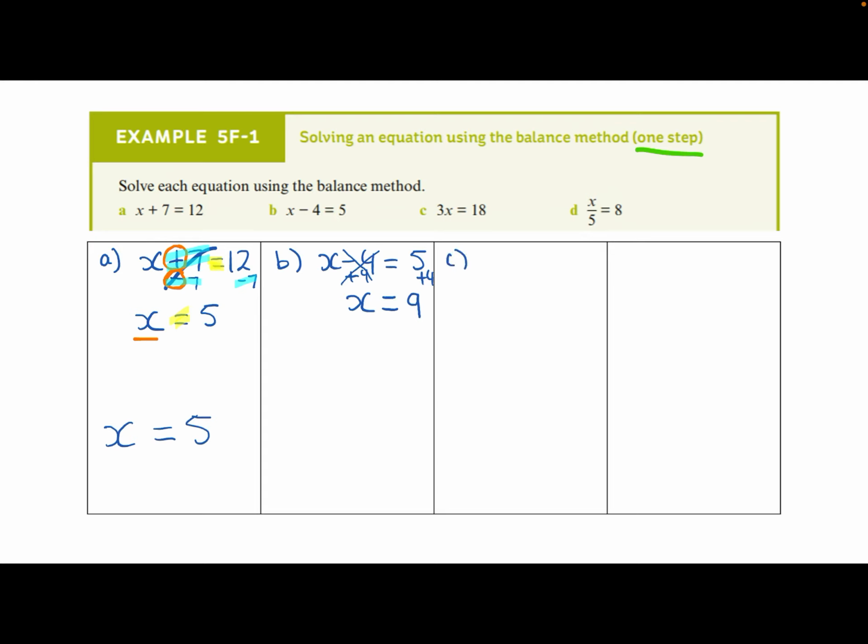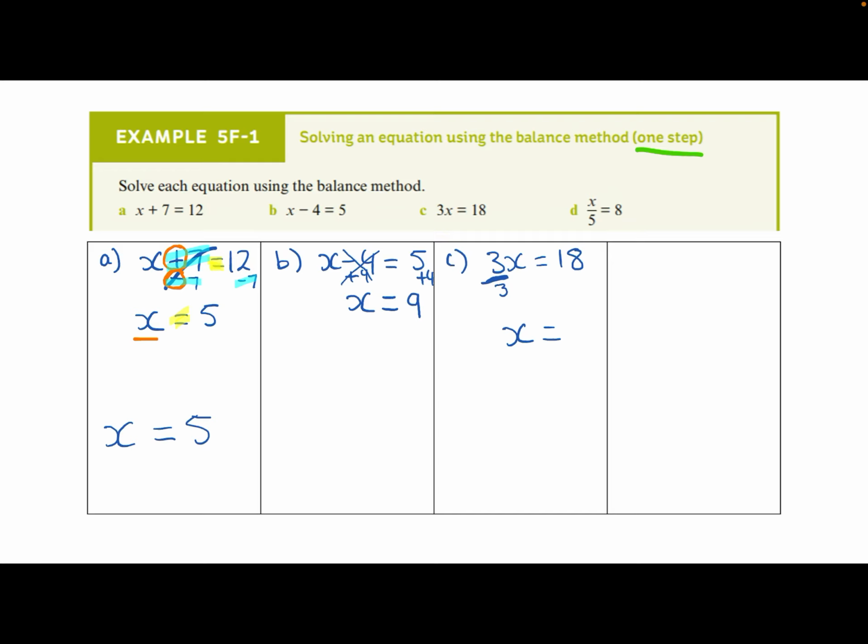Let's do C. 3x equals 18. All right, so we want to, again, get the x by itself. We want to get x equals something. Okay, at the moment it has this 3 here. Remember, when a number is next to a letter, it actually means times. So 3x is actually saying 3 times x. Now, what is the inverse operation of times? What is the opposite of times? We would divide. So let's divide by 3.